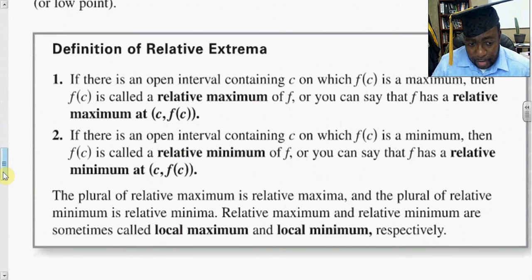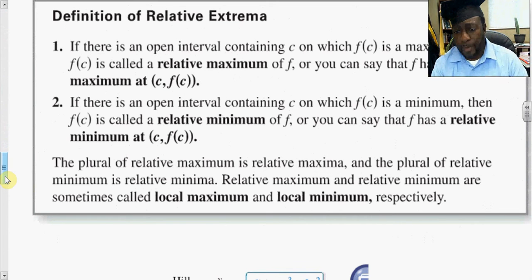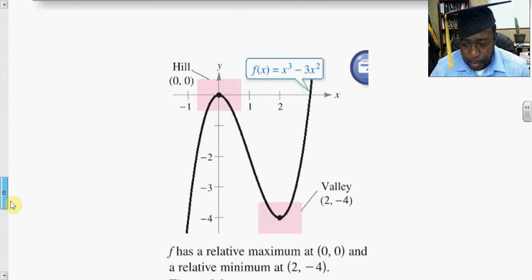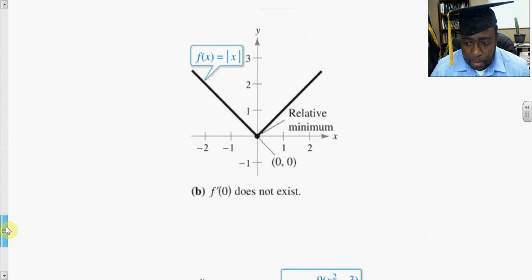A function may have more than one relative extrema, but a function will only have one absolute maximum or one absolute minimum, and the absolute nature occurs on closed intervals. So for this function, f has a relative maximum at the origin (0, 0), and a relative minimum at the point (2, -4). This is interesting: f prime of 0 does not exist, but it is possible to have a relative extrema at that particular point.